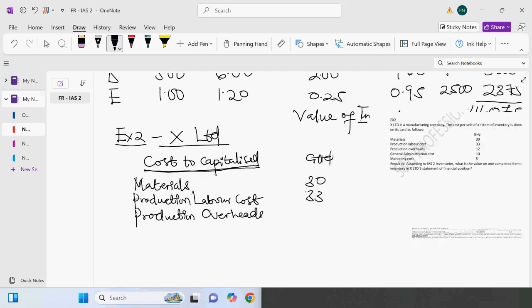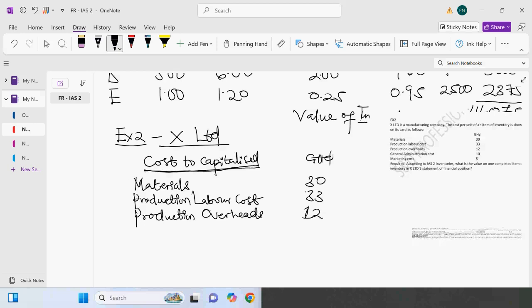Why yes? Why no? General administration is said to be expense, right? Yes. Were you coming to explain why yes, why no? Why will the production overhead be capitalized? The production overhead is like we can say factory overhead. It's the same as factory overhead.